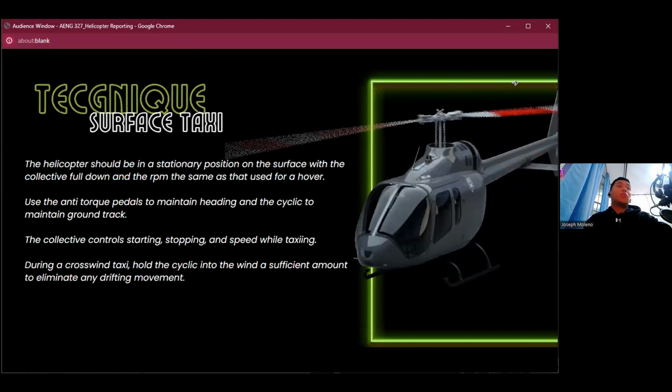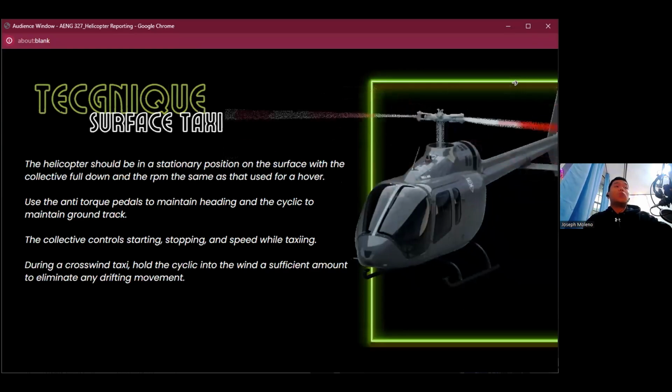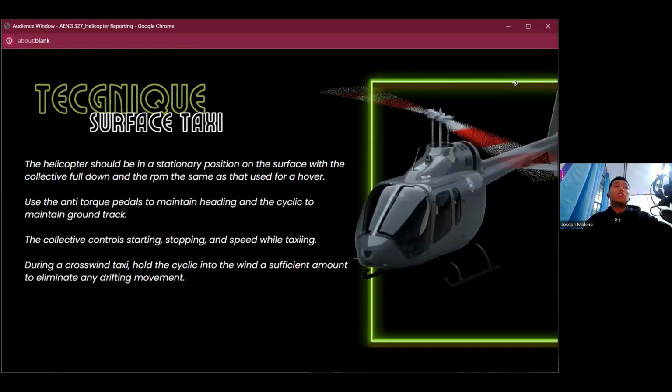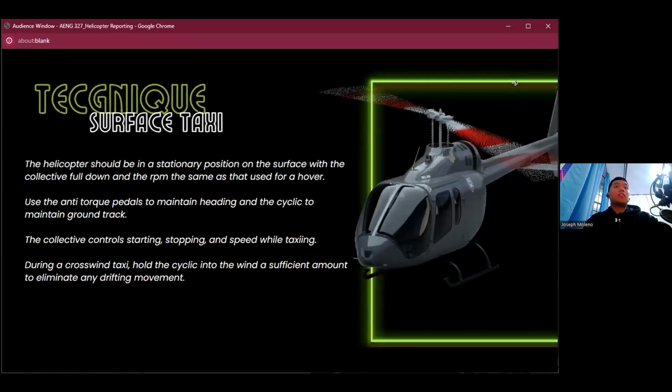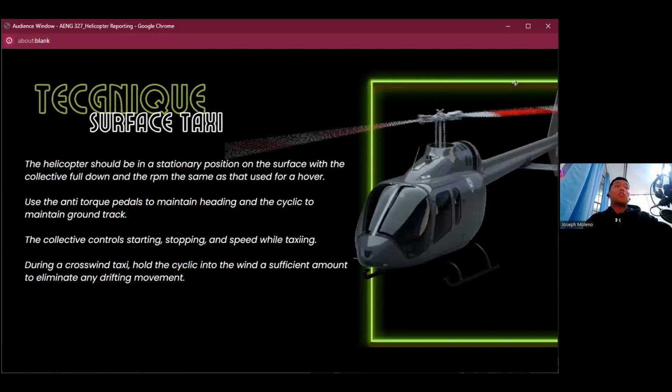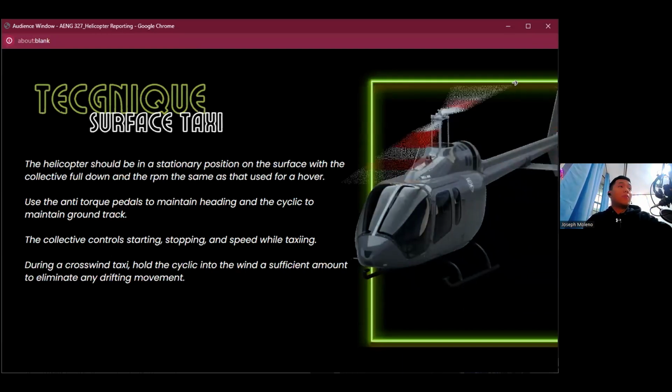Next, use the anti-torque pedals to maintain heading and the cyclic to maintain ground track. Third, the collective controls should be applied in starting, stopping, and speed while taxiing. And the last one is, during a crosswind taxi, hold the cyclic into the wind a sufficient amount to eliminate any drifting movements.